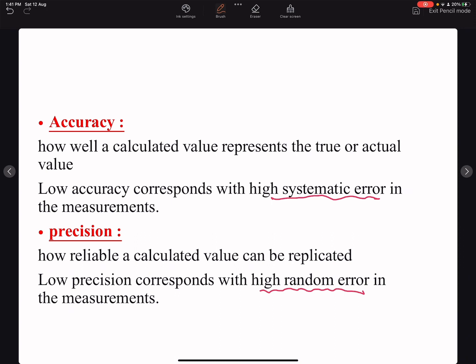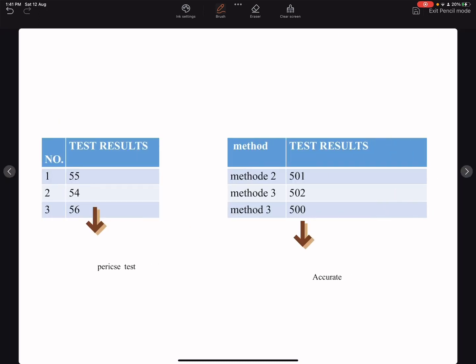Also, the precision means the positive predictive value. So the more positive predictive value we have, the more precise test we are having. This is expressing the precision of the test. Here in test number 1, we have a result which is very similar to test number 2, and there is no big difference from test number 3. So this test is considered precise.